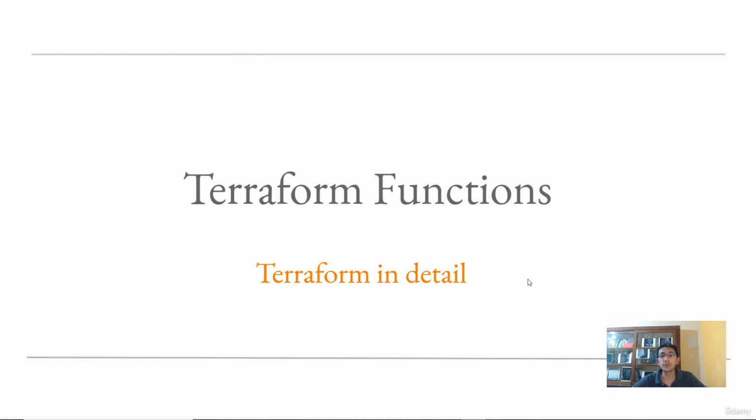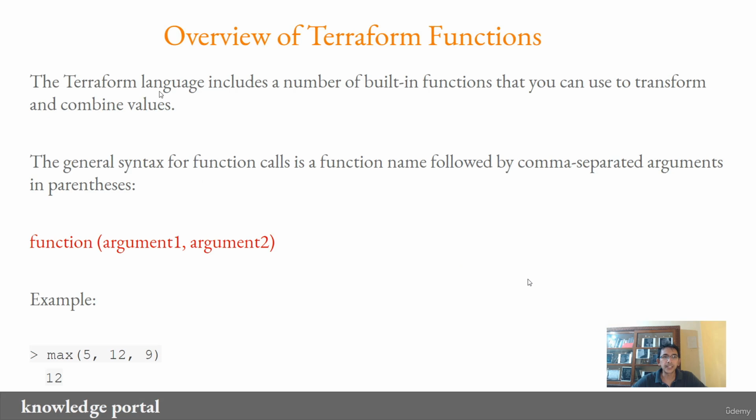Now in today's video we'll be discussing Terraform functions. The Terraform language includes a number of built-in functions that you can use to transform and combine values. The general syntax for a function call is a function name followed by comma separated arguments in parentheses. So here you have the function name followed by multiple arguments that are supported as part of the function.